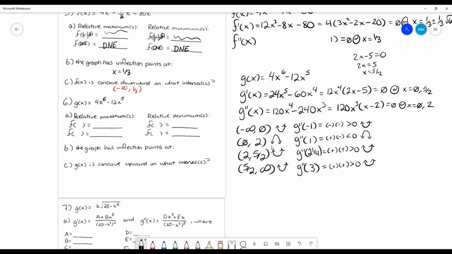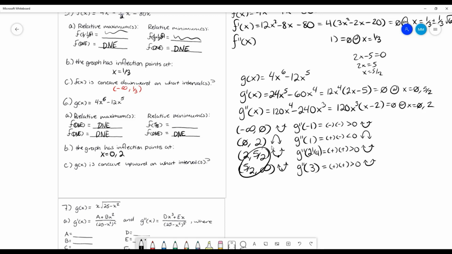Okay. So this graph has inflection points at x equals 0 and x equals 2. It has apparently a relative minimum at x equals 5/2, and it has no others. And it has no maximums that we can see. Okay.